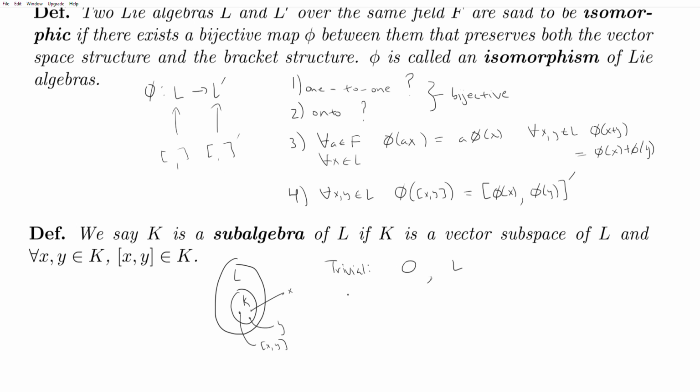And then a non-trivial example would be if you take a vector X in L, then we can let K be equal to the span of X. Because X bracket X is equal to 0, we have that this is a subalgebra. And so K inherits the bracket operation from L.